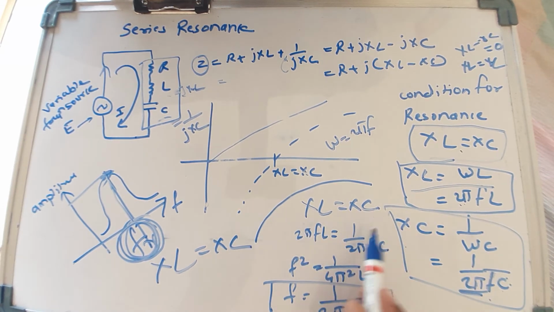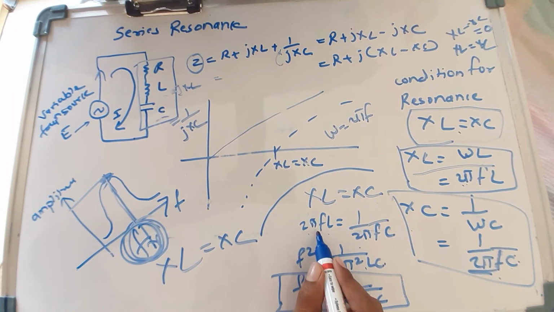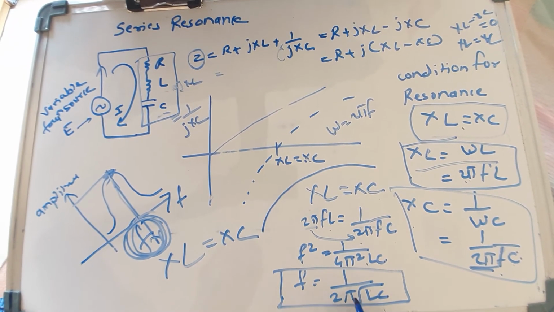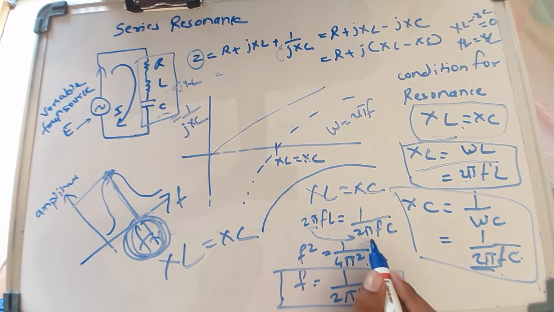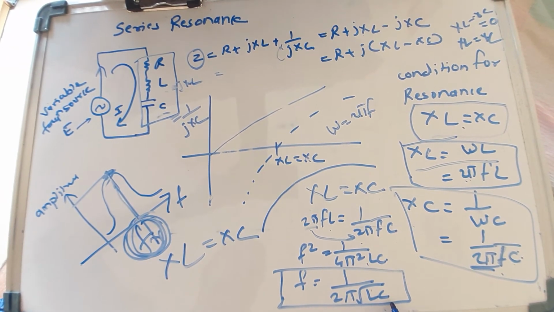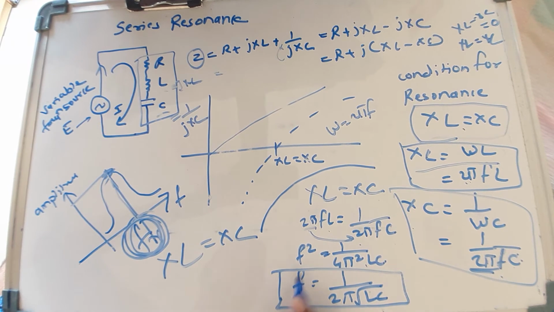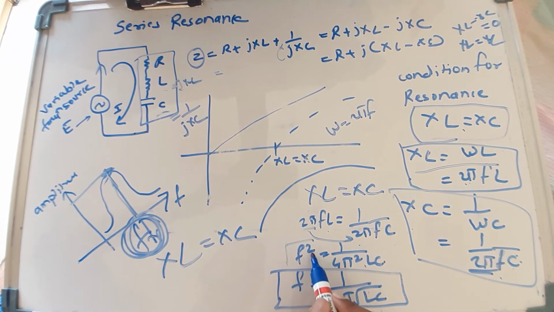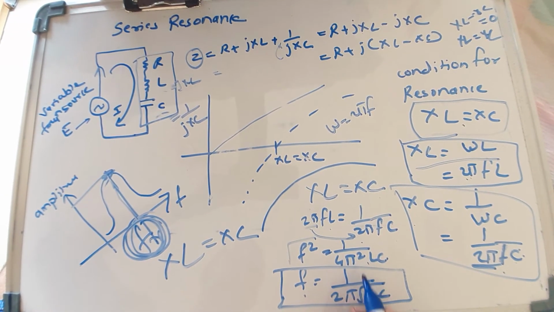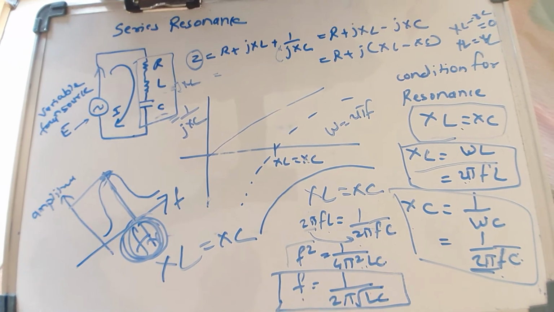So XL equals XC, so 2 pi fL equals 1 upon 2 pi fC. So f square equals 1 upon 4 pi square LC. Taking the terms to the other side, 2 into 2 is 4, pi into pi is pi square, and LC. So f equals 1 upon, taking square root on both sides, the square root of 4 is 2, the square root of pi square is pi, and under root of LC.